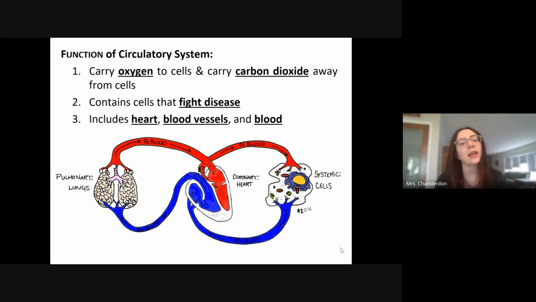Okay, secondly, it contains cells that fight disease within our blood, like white blood cells fight disease. Number 3, it includes the heart, the blood vessels, and blood, okay? Now, note that the lungs work very closely with the circulatory system, but they are part of the respiratory system, okay? Circulatory system is heart, blood vessels, and blood.